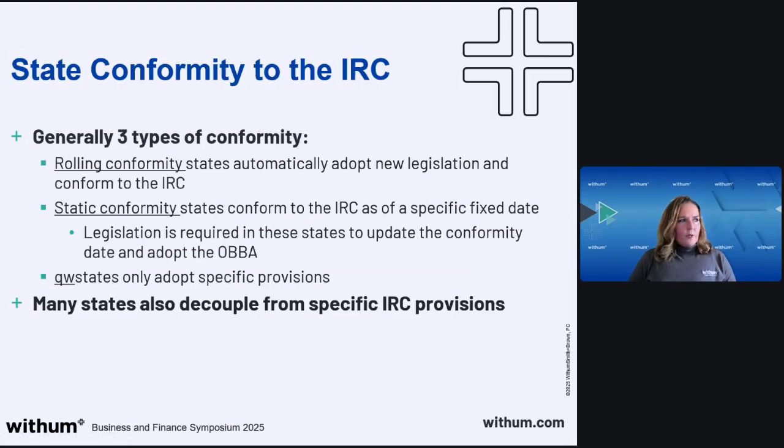So let's go to the next one. In terms of conformity, there are three types. There's rolling conformity, where a state automatically conforms once the Internal Revenue Code is changed. There's static conformity, based on a specific date. The legislature gets together every year and says, we're going to conform as of 12/31/24. That's the conformity date, and anything that happens after that is not state law.